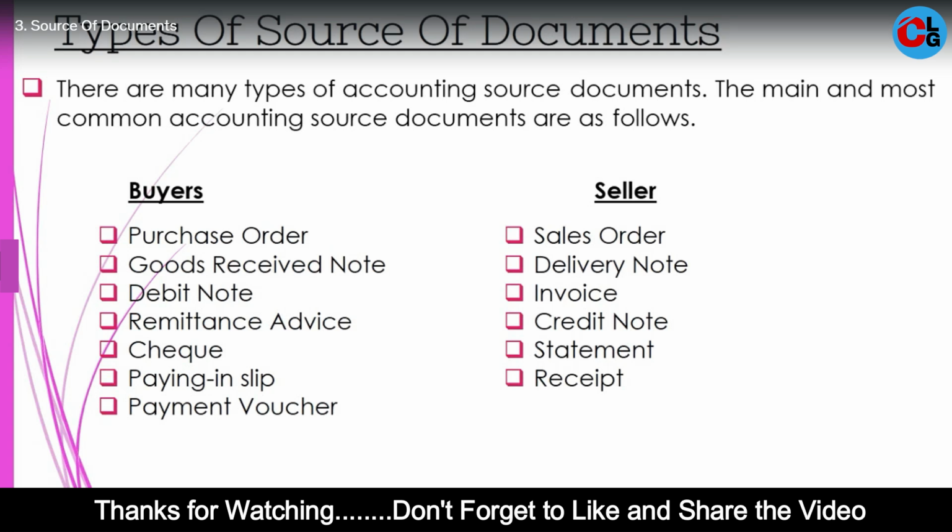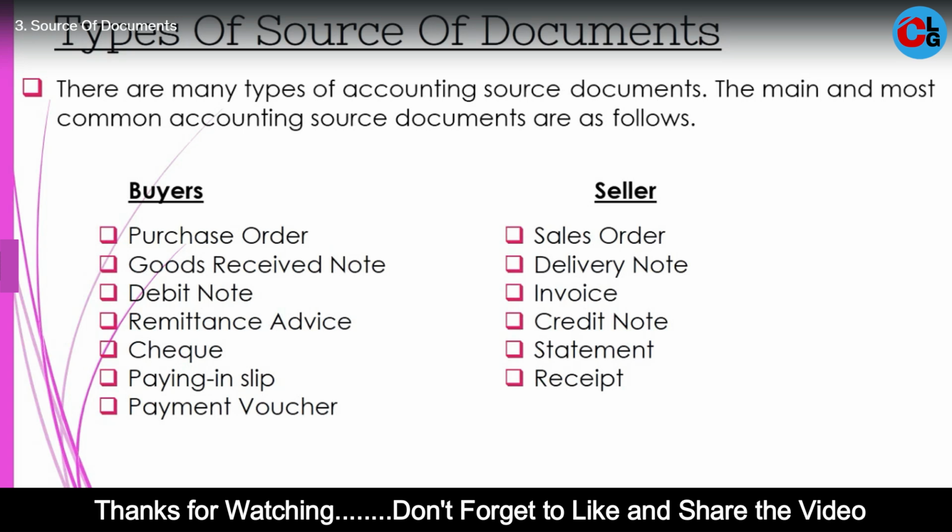Then the fourth one is the remittance advice. It mentions the payment details. After that, the check. If you are going to pay the money through a check, you can use the check. That is another source document. The other one is the paying-in slip. If you want to deposit the money into their bank account, we can use the paying-in slip. The final one is the payment voucher. If you are going to pay money, we need to use the payment voucher. So this is the buyer side source documents.